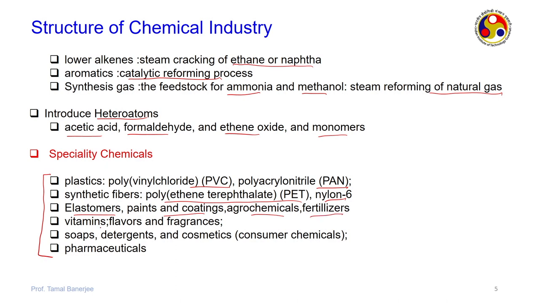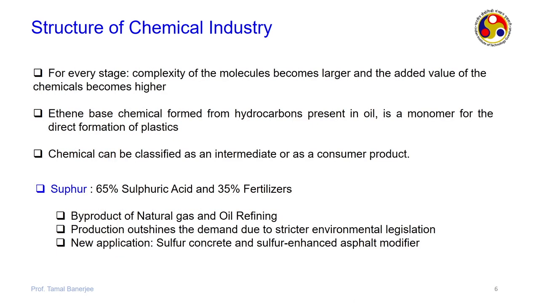Then specialty chemicals may be categorized as vitamins, flavors, fragrances, then soaps, detergents, cosmetics and pharmaceuticals. So, these are all high valued products, you call them value added products. These are very useful from the chemical engineering perspective. For every stage, the complexity of the molecules becomes larger and the added value of the chemicals becomes higher. Ethene based chemical formed from hydrocarbon present in oil is a monomer for the direct formation of plastics.